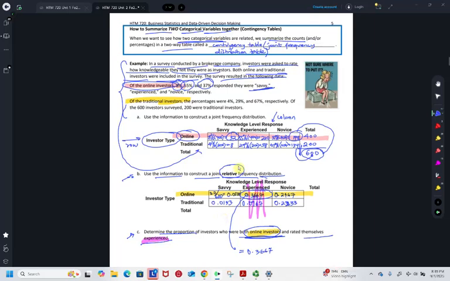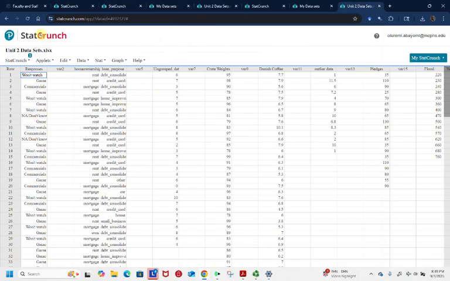In this video, I'd like to illustrate how we can use StatCrunch in order to generate a contingency table or a joint distribution table to summarize the relationship between two categorical variables. So to do that, I'm going to navigate to StatCrunch. I have two categorical variables, namely home ownership and loan purpose.